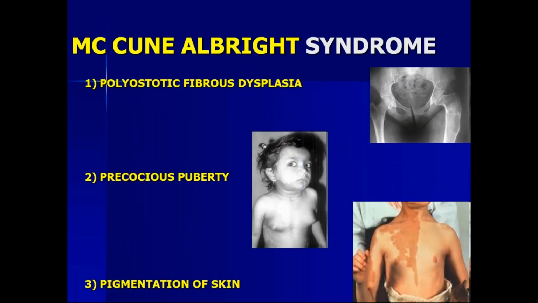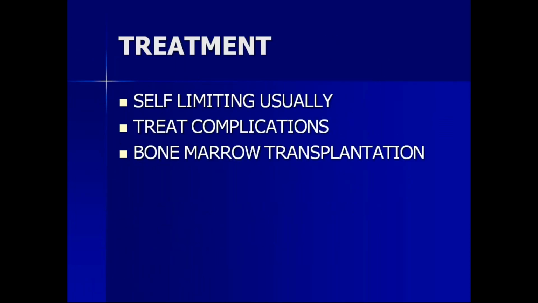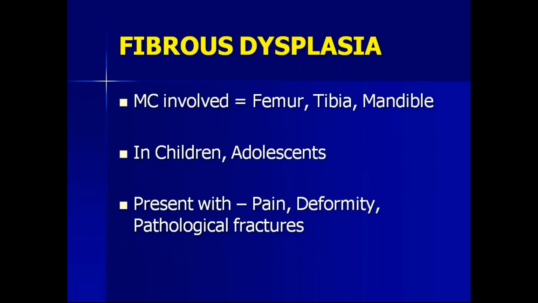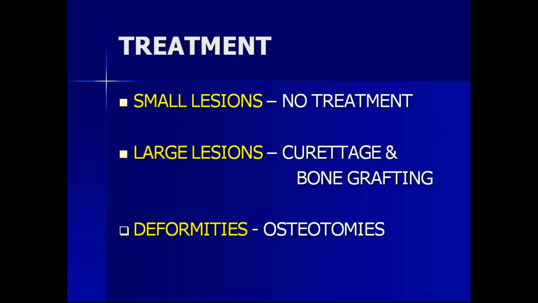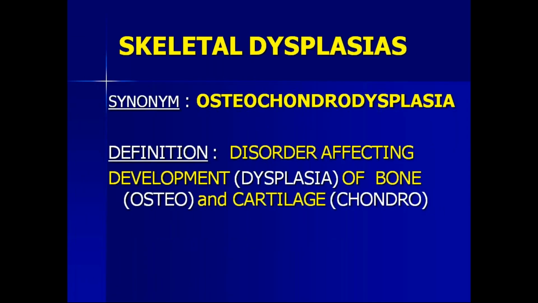So there is McCune-Albright syndrome, which is a cluster of polyostotic fibrous dysplasia, precocious puberty, and skin pigmentation. So this is the syndrome associated with fibrous dysplasia, McCune-Albright syndrome. So fibrous dysplasia is fibrosis, bone replaced by fibrous tissue. Common site is the proximal femur, with shepherd's crook deformity, expansile ground glass appearance on the X-ray. Small lesions, no treatment; deformities, corrective osteotomy, curettage and bone grafting. It is associated with McCune-Albright syndrome.